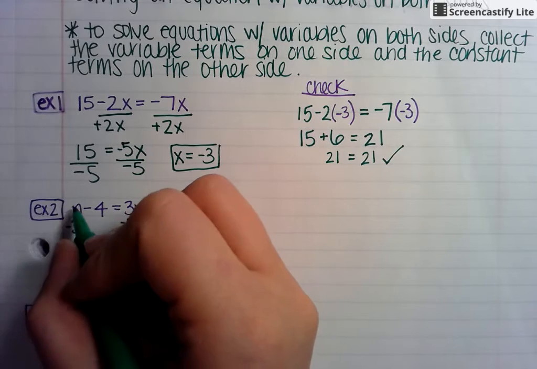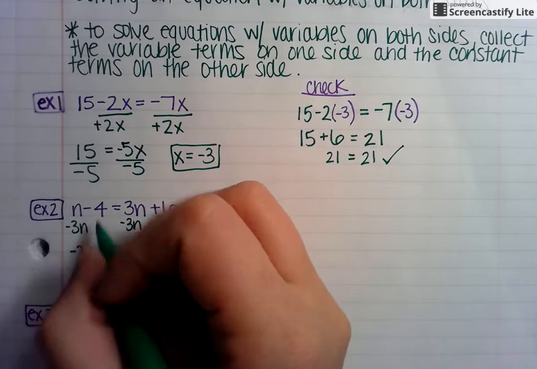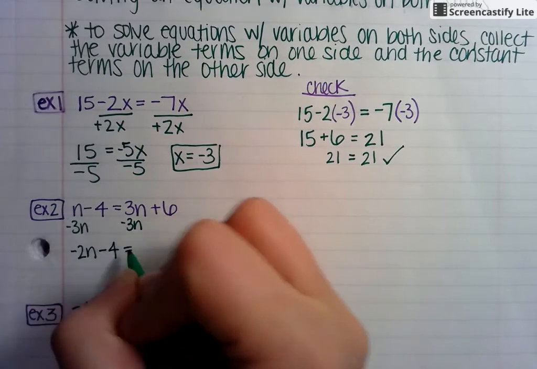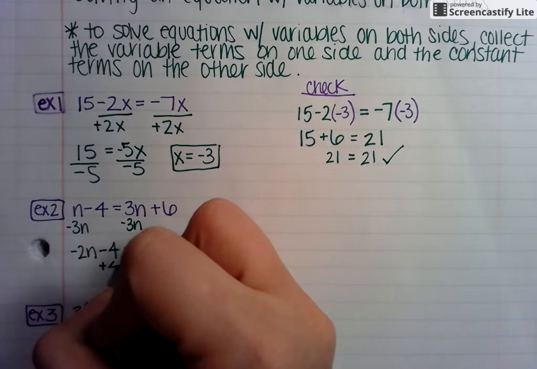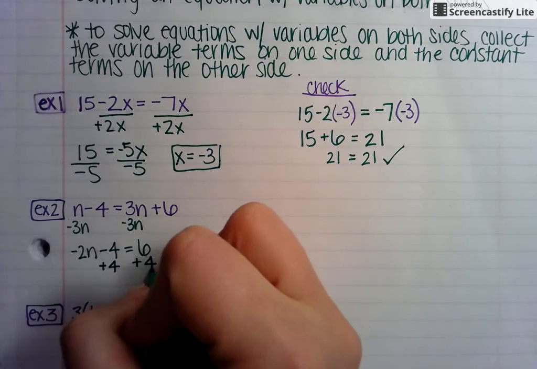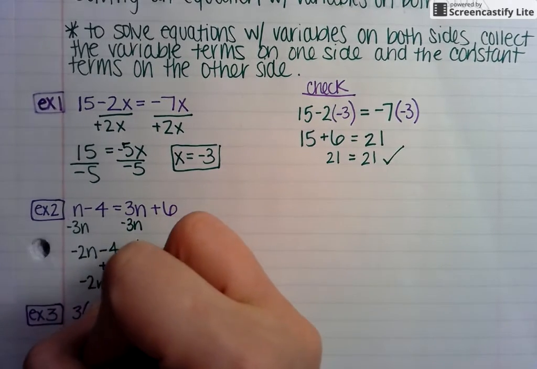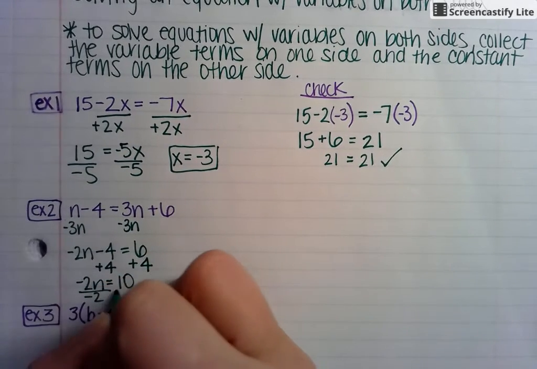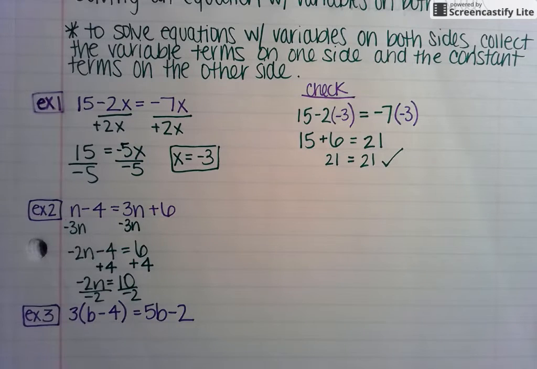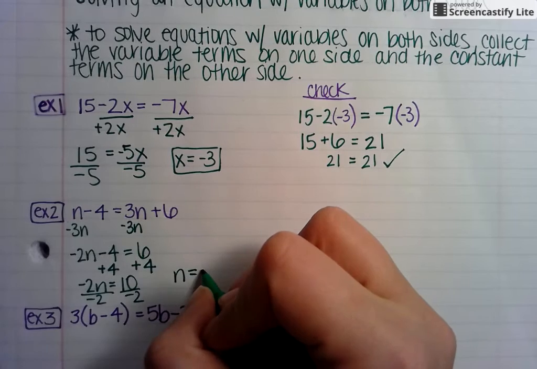So we're left with 1 minus 3, which is going to give me a negative 2n, minus 4, which is equal to 6. Now I want to get the variable by itself, so I'm going to add 4, because I want to also get the constants on one side. So I have negative 2n is equal to 10. I'm going to divide by negative 2 on both sides because it's the inverse operation of multiplication. So I'm left with n equals negative 5.